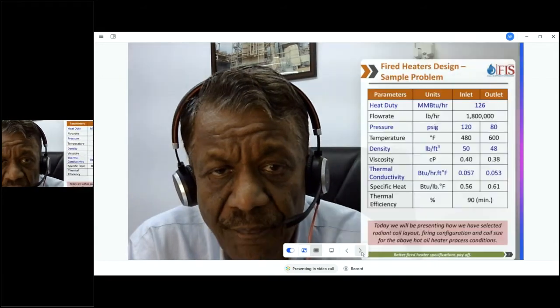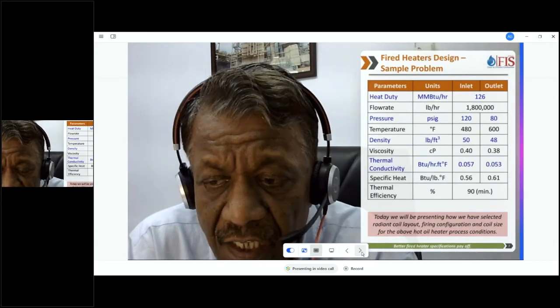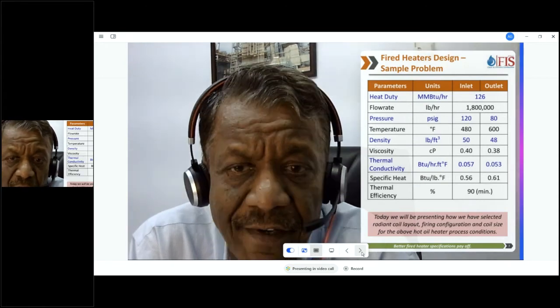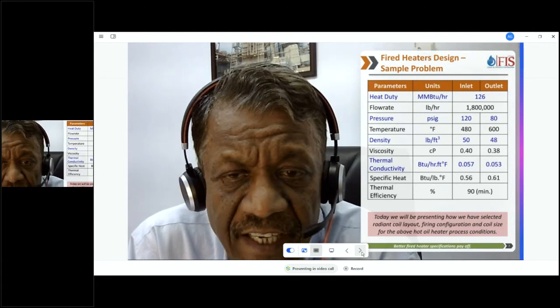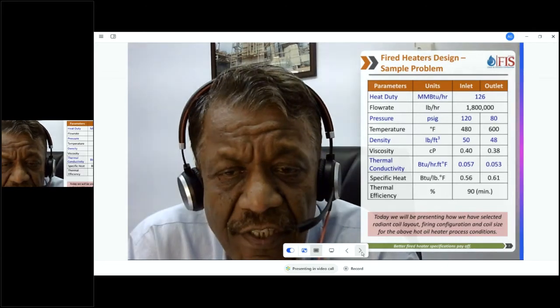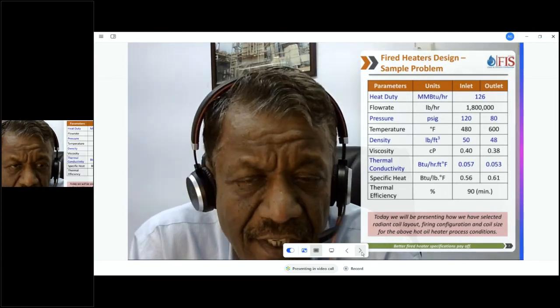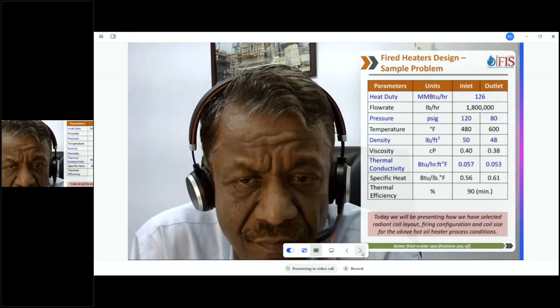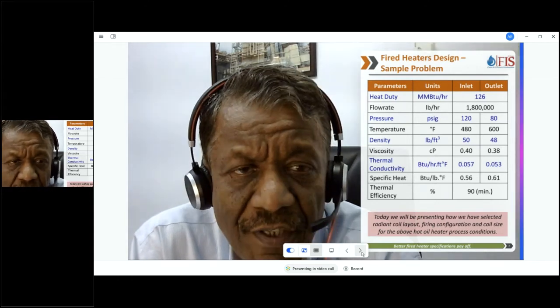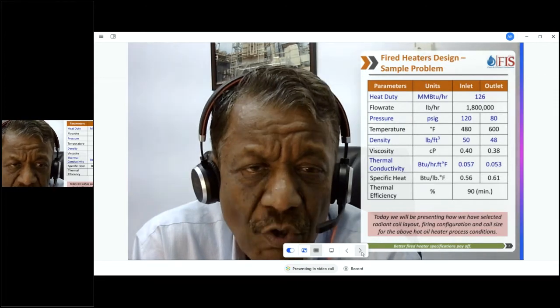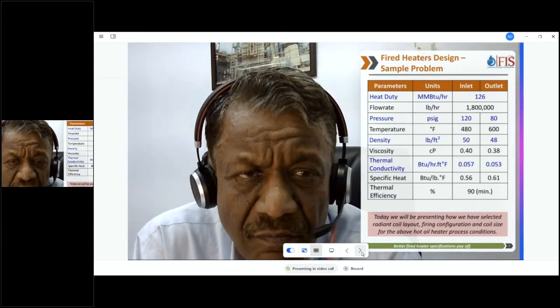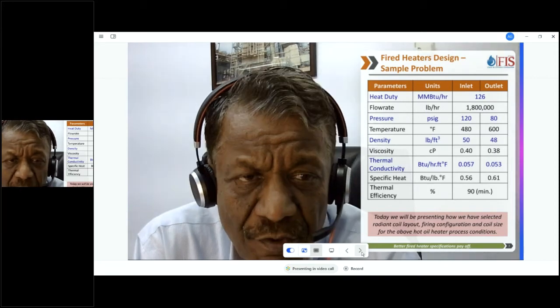So what we decided to do was to take a real life problem. This is a hot oil heater which we designed for a client in Louisiana about 7 years ago. And this has a very unique design. So that's why I'm presenting it to you over here. I have changed a few parameters to even make it more interesting.